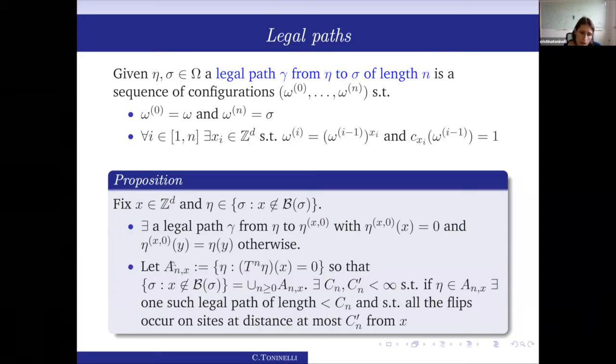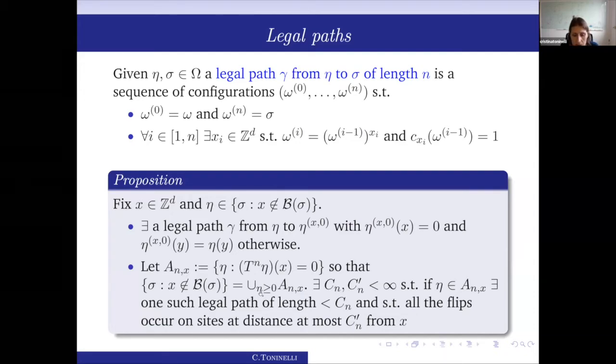Furthermore, if I'm picking a configuration eta such that the site x does not belong to the backbone of this configuration, this means that if I apply the Bootstrap map a sufficient number of times, I will be able to empty this site.